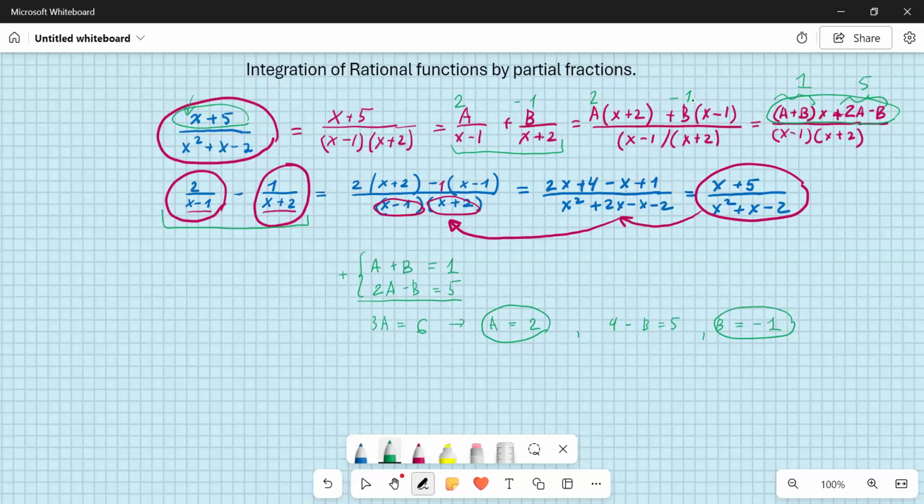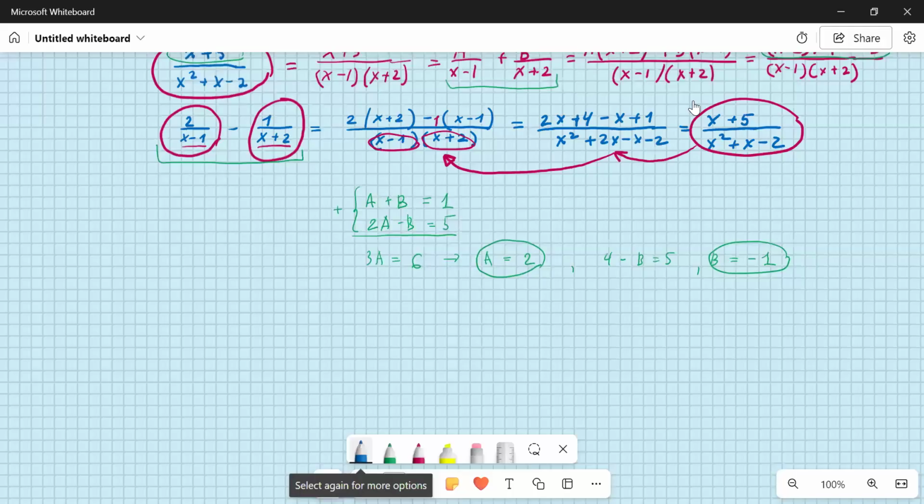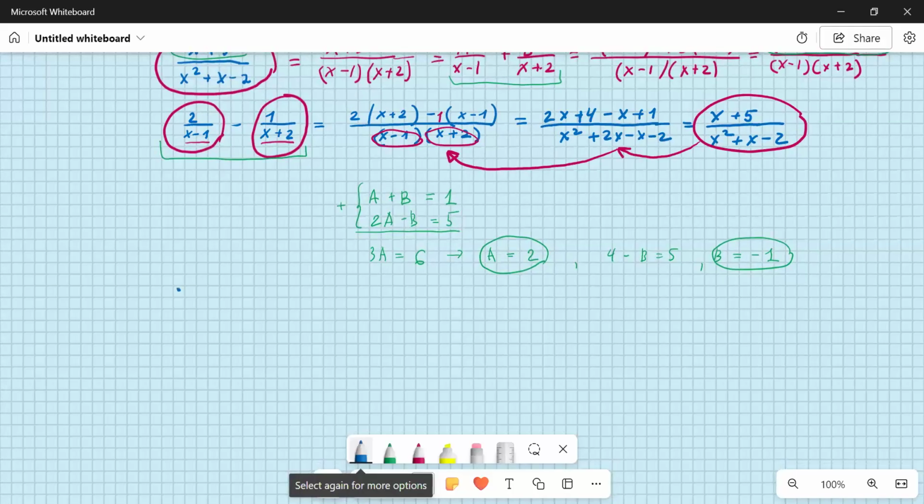Now, the question is, why do we need to do partial decomposition? To learn that, we are going to review a couple of integrals, which you'll kind of remember, but let's just refresh. So number one, what is the integral of 1 over x dx? We remember that it's ln of the absolute value of x plus a constant, right?